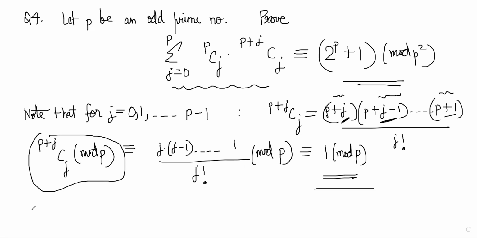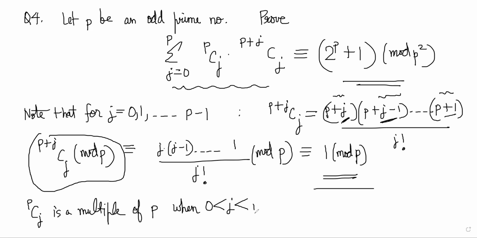Now, we already know that pCj is a multiple of p when 0 is less than j is less than p. This is a pretty standard result. You can try to prove it yourself also. Expand pCj and check whether it is a multiple of p or not. It is a fact. You should verify it yourself. So that means pCj mod p is congruent to basically 0 mod p.